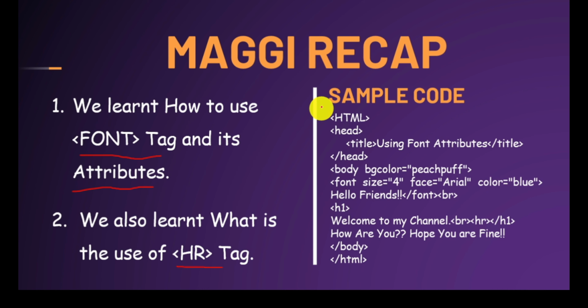This was our sample code. With the help of the title tag we inserted the title of our web page, and this peach puff is the bgcolor, which gave us the background of our web browser, which is peach, written as peach puff. Size, face, and color I explained. The BR tag helps us print the text in the next line, and the alternative for font size is H1. Then we inserted an HR tag, and we drew a line here.